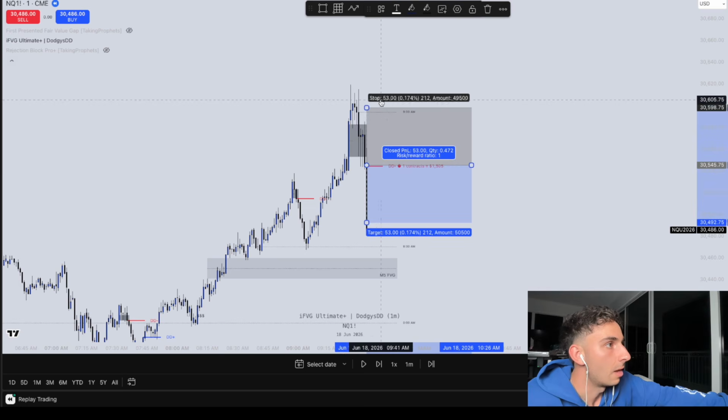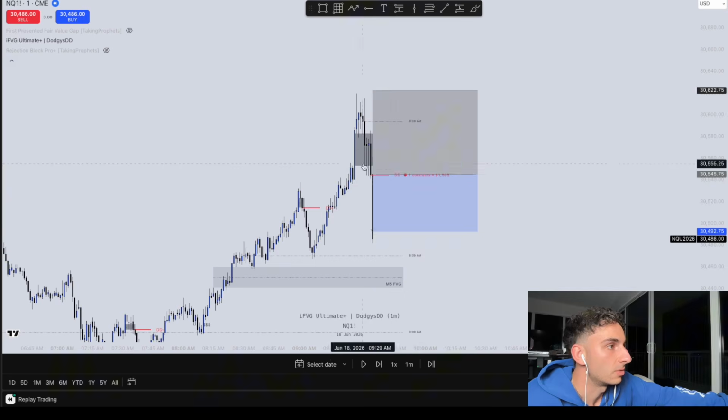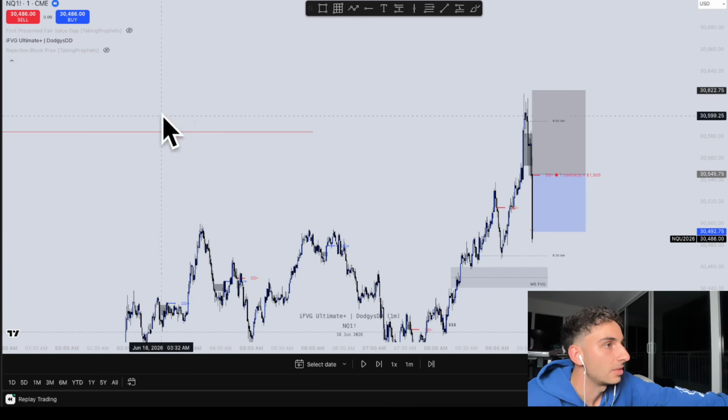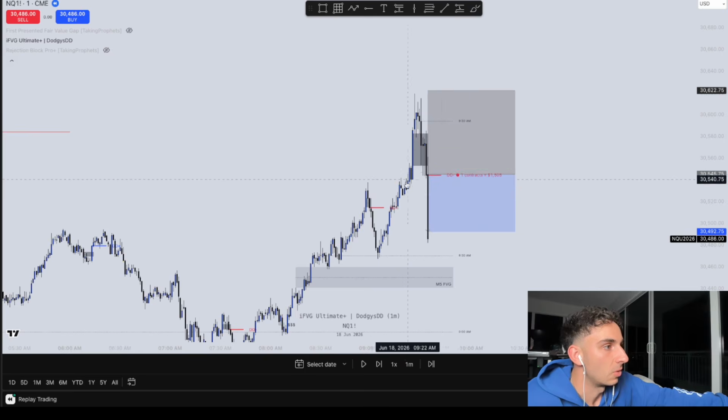There we go, we get our alert right here, and then literally before I could even enter it, we start dumping. But this was so good. This was so, so good. Indicator alerted it, sweep of the 4-hour high inside the 4-hour gap, and then we get a strong reaction.